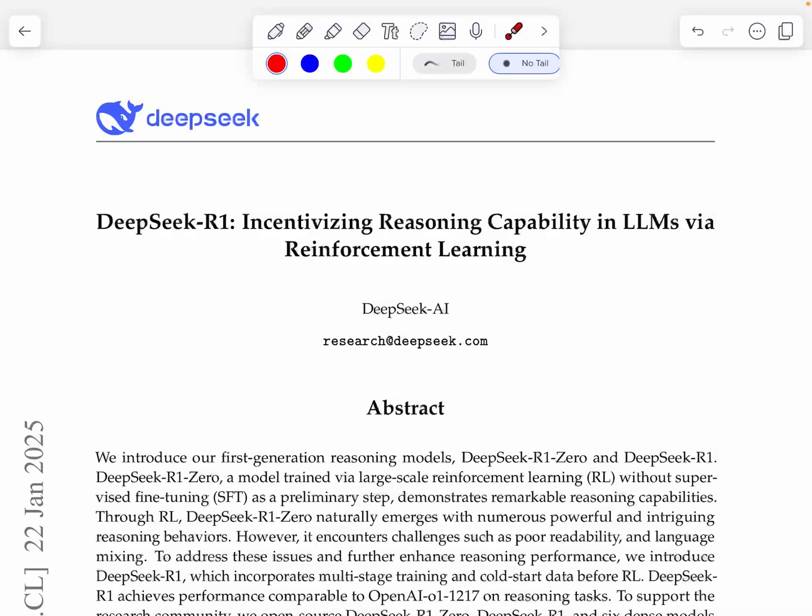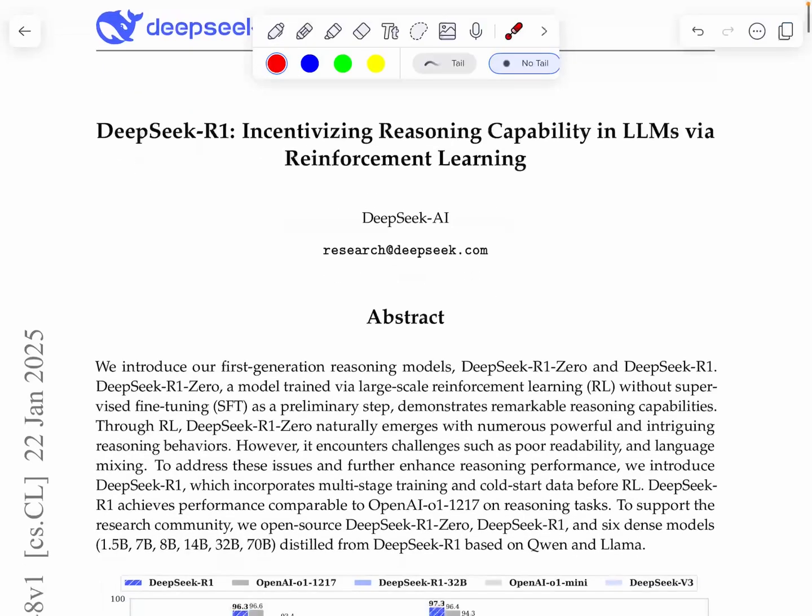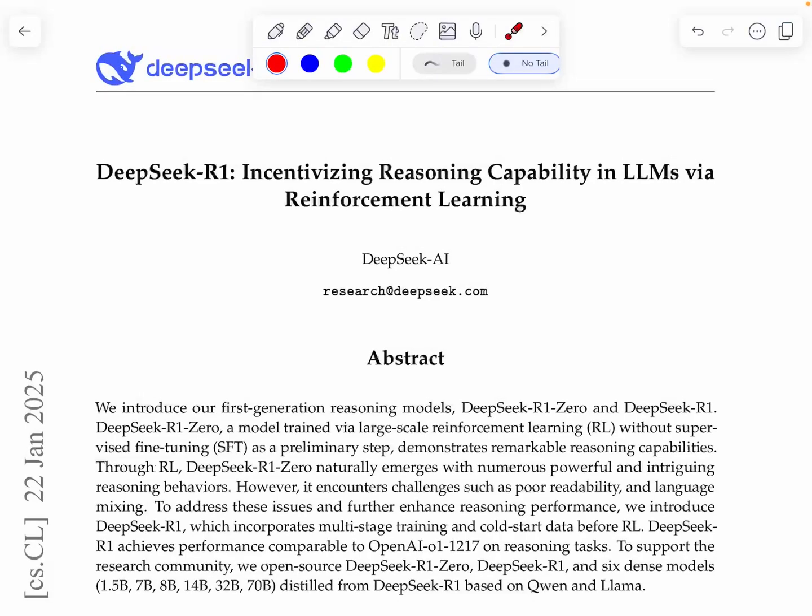So this paper, DeepSeek R1, is based on the previous DeepSeek models, and it also provides a very efficient reinforcement learning algorithm to help the models train themselves. Later we'll see how it does those things.